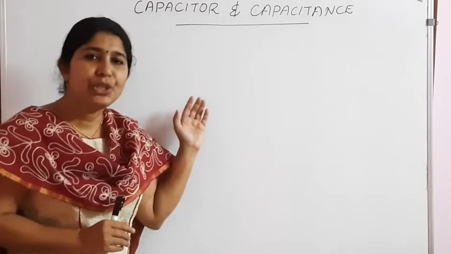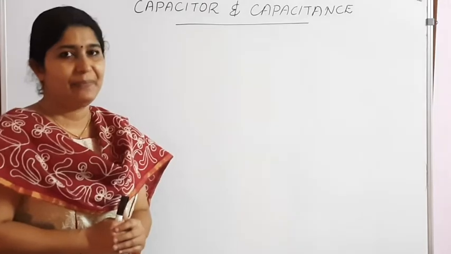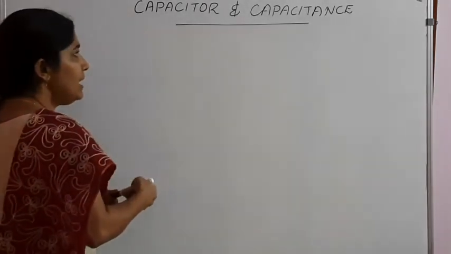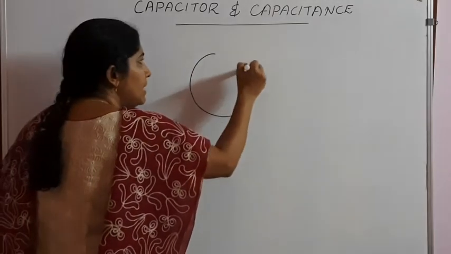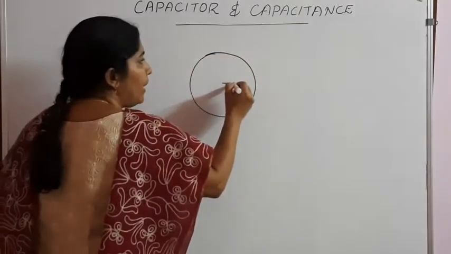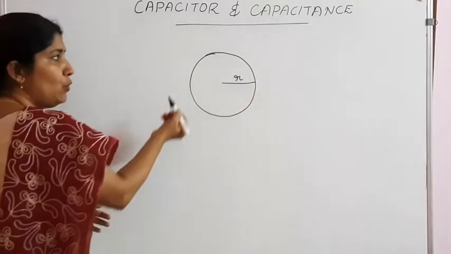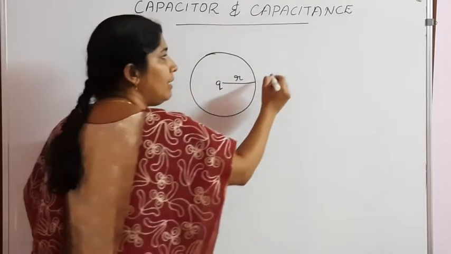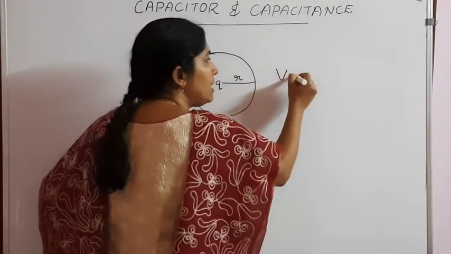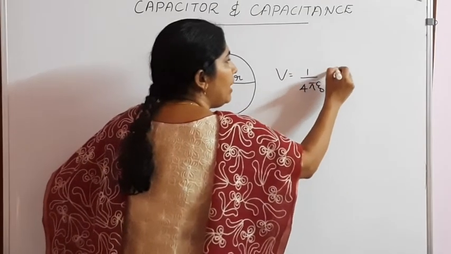Our next topic is the capacitance of a spherical conductor. For this, consider a spherical conductor of radius small r. If Q charge is given to this conductor, what about the potential? Potential V is equal to 1 by 4 pi epsilon 0 into Q divided by R.